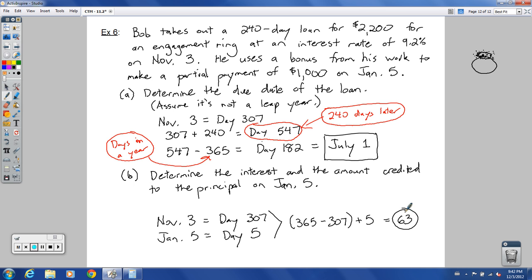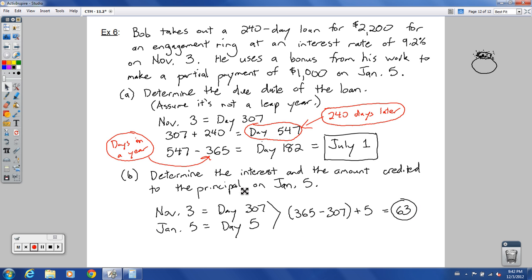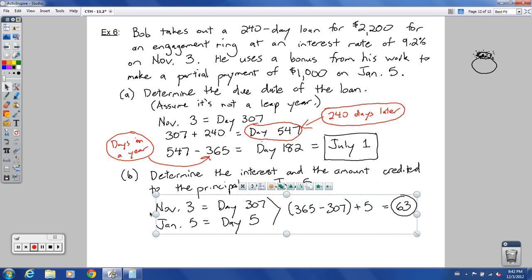And 63, you can pause this if you need to copy that down quick, but 63 is part of what I got here. I'm going to move this up just a little bit. 63 is the number of days from November 3rd to January 5th. Important to know that to be able to figure out what the interest is that you will have to pay during that time period from that day to that day.